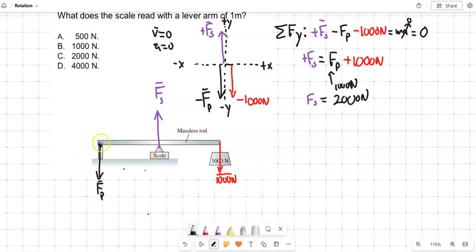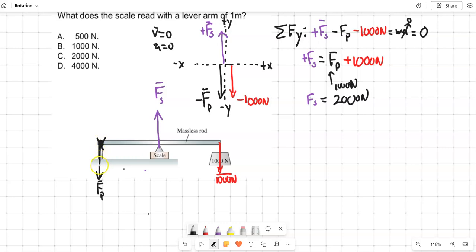We need to keep that in the problem. So since we could choose the pivot point, which is by the problem right here, we could choose the scale or this. We could choose any one of these as the pivot point. But since we don't know for sure what that force is on the pivot point, I think we want to choose this as our actual pivot point. So I'm going to put an X there.